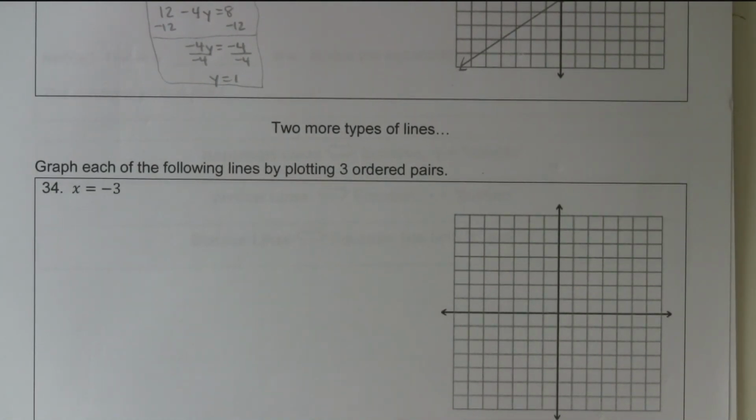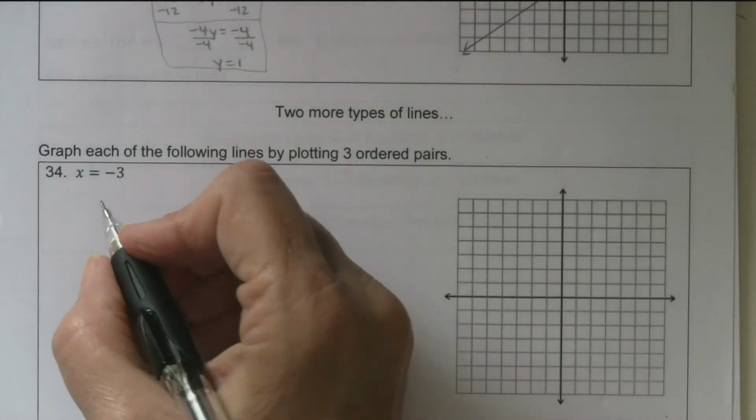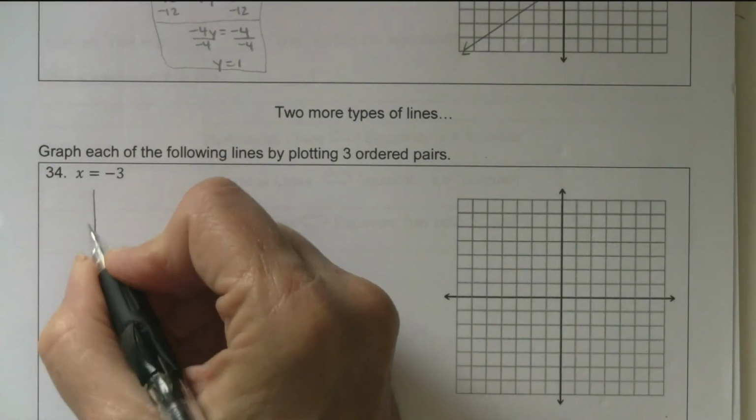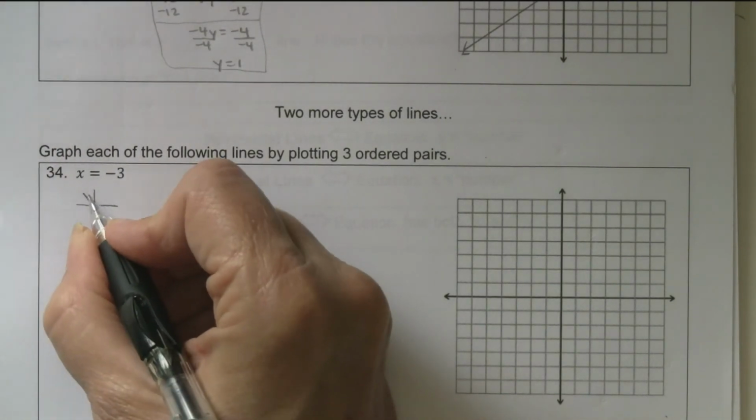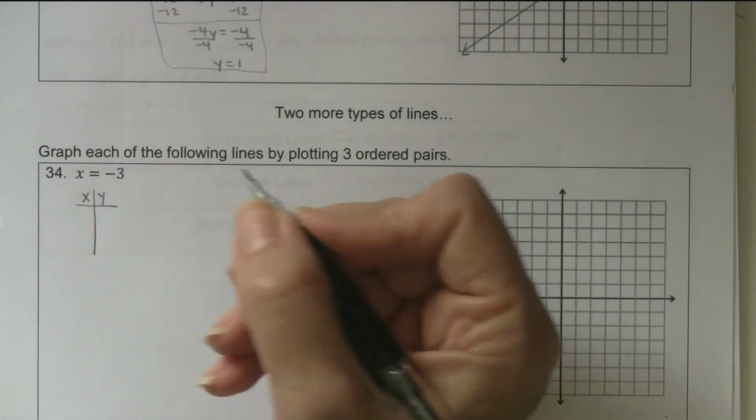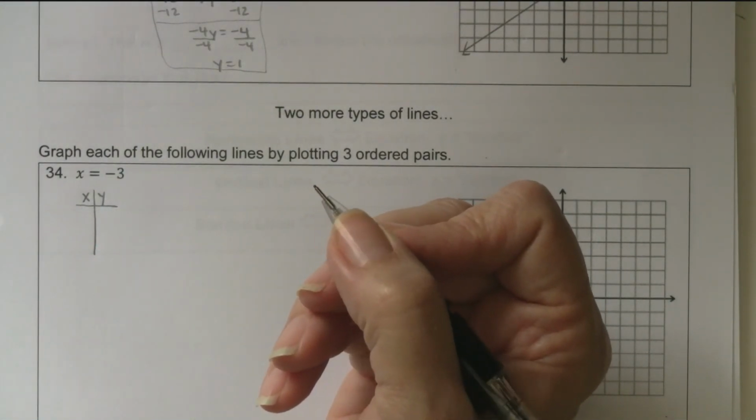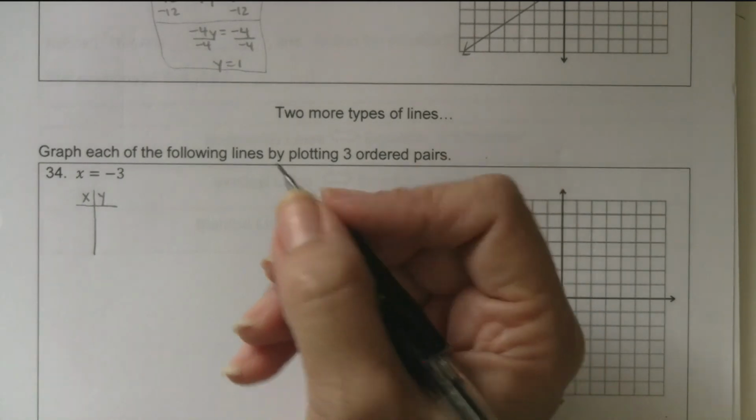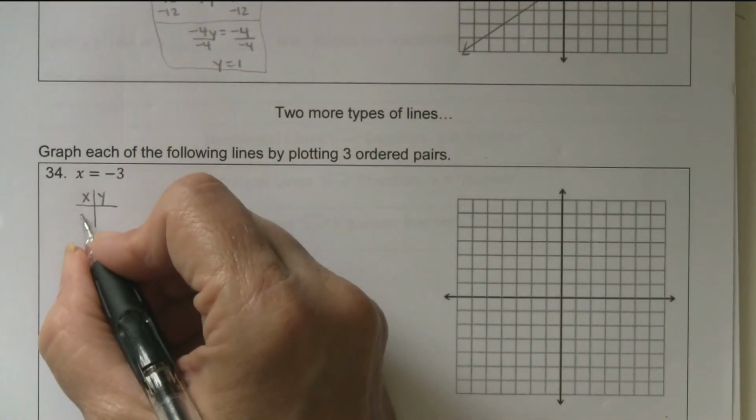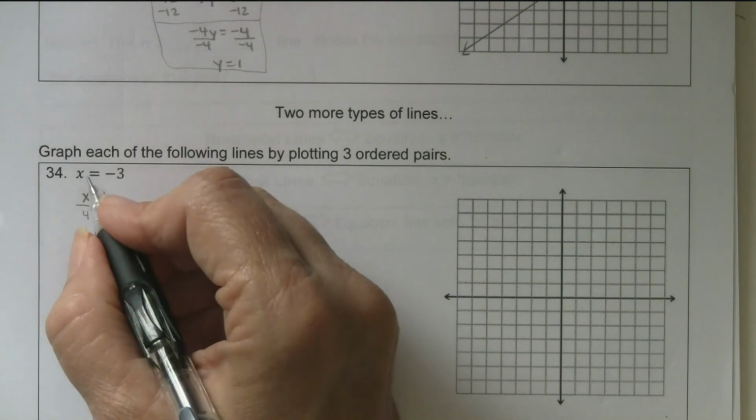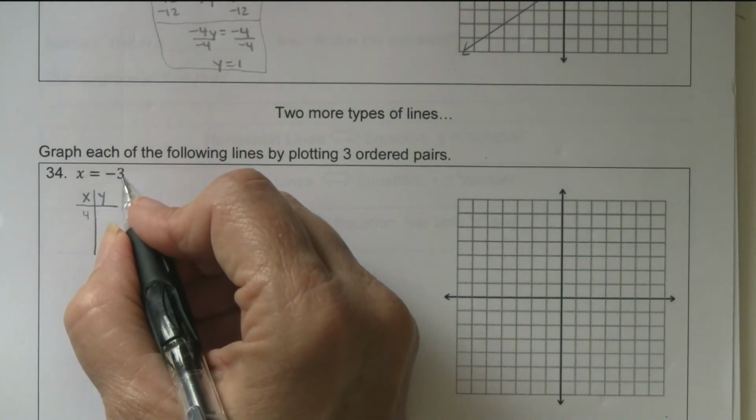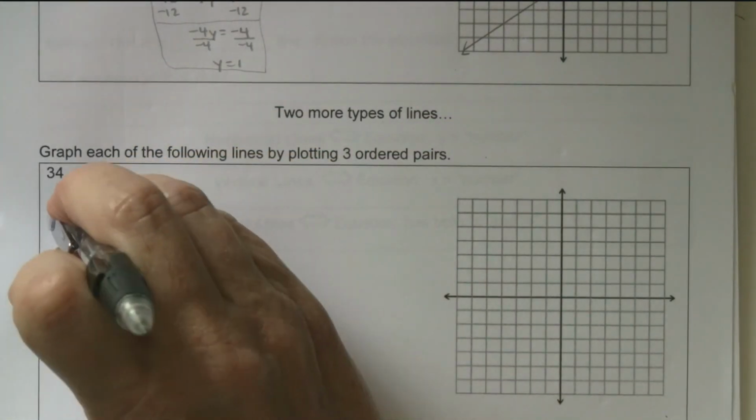Now they asked us to plot 3 ordered pairs here, and then I'm going to show you a shortcut. And so I am going to plot the 3 ordered pairs. This equation is like a selfish teenager. It only cares about one variable, and that's itself. It only cares about x, right? So you cannot pick x to be 4 because this equation says that x is -3. So that's not even a possibility.